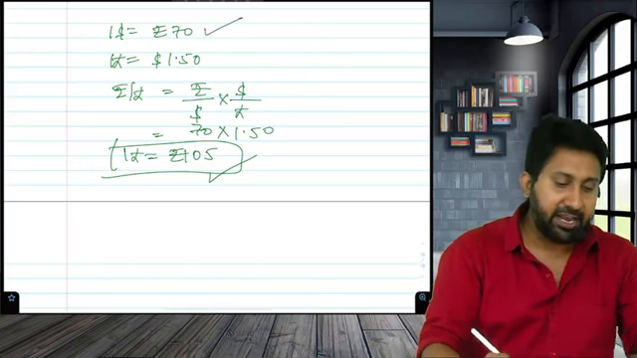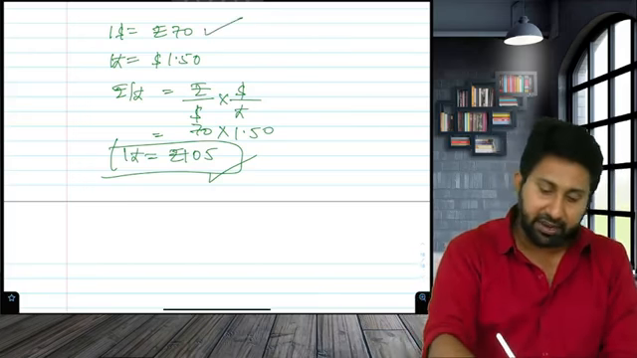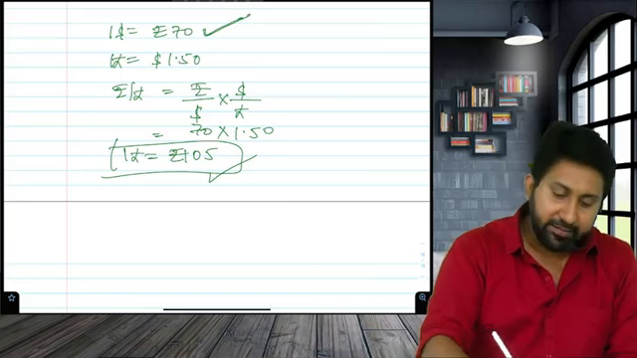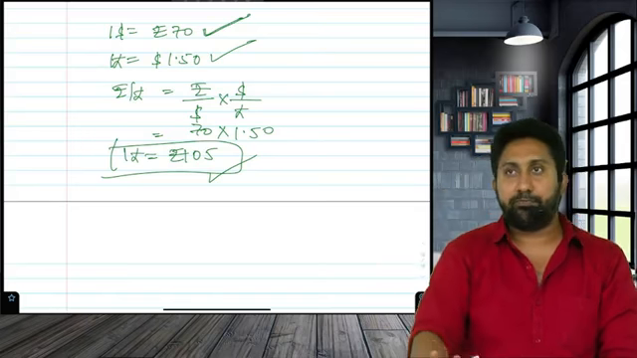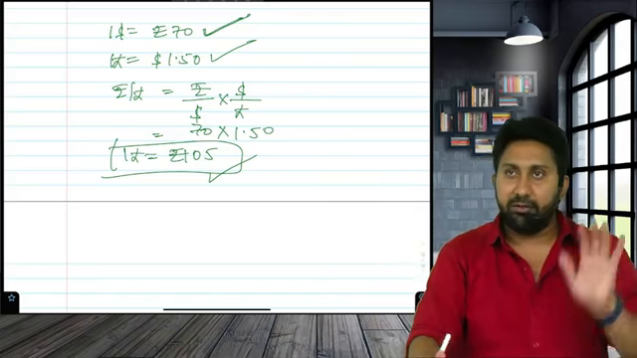This is the prevailing existing exchange rate between pound and rupee. Okay, this is the query.